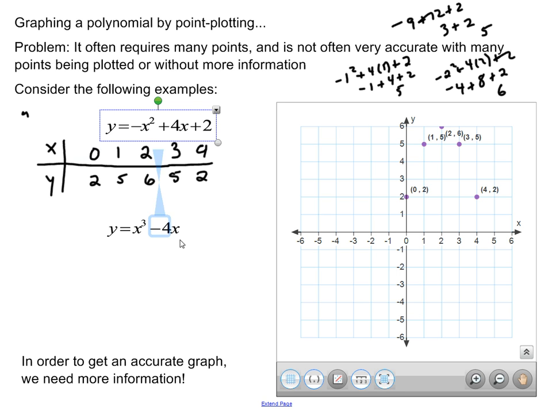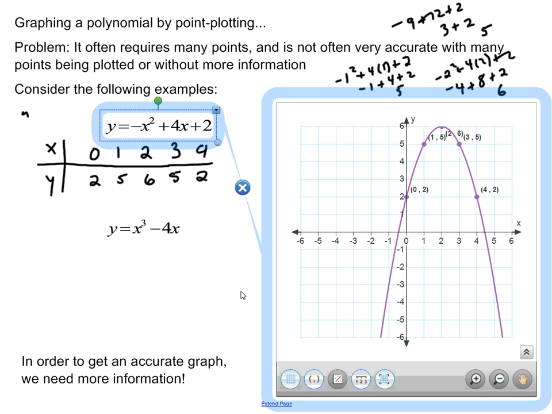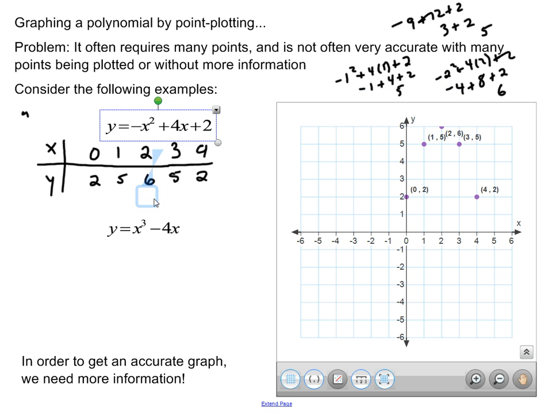Let's try it out. Unless we had more information, we're not going to be able to necessarily figure out what that shape looks like, right? We might be able to connect it with some straight lines, but that's a curve, right? And one of the characteristics of polynomials is that they're always curved.